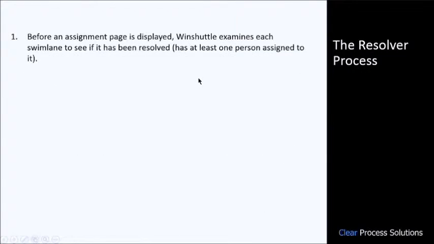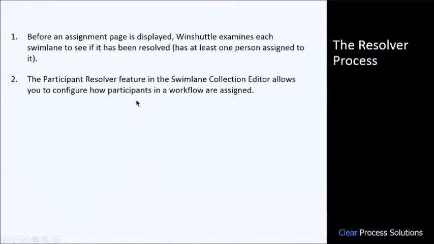Okay, so the resolver process, what I wanted to cover is what are the steps that Winshuttle takes to resolve people to swim lanes. So what is the first step that Winshuttle is going to do? So before the assignment page is displayed, before on the screen you see something, Winshuttle examines each swim lane to see if it's been resolved by at least one person. So it at least has to have one person assigned to that swim lane.